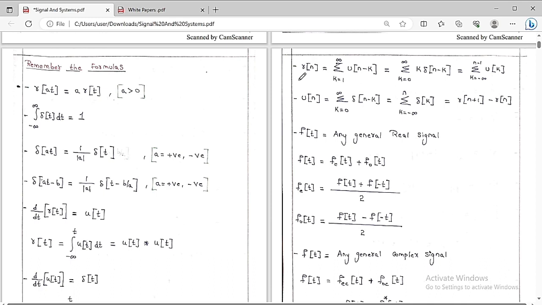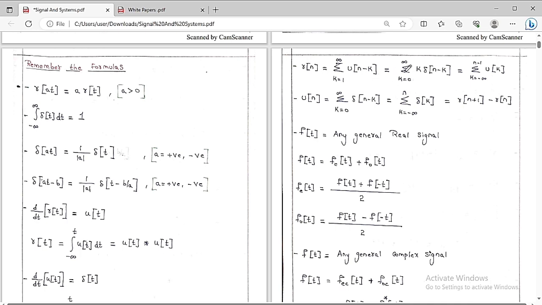I have already told you in the continuous time domain, the ramp signal is the integration of the step signal. So here in the case of discrete time, the integration will change to summation. Therefore R of n is equal to sigma k equal to 1 to infinity u of n minus k. But in the discrete time domain, because the integration changes to summation, R of n is equal to sigma k equal to 1 to infinity u of n minus k.